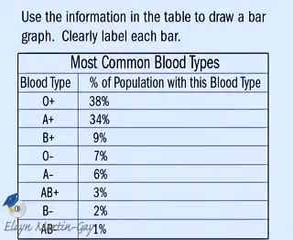Use the information in this table to draw a bar graph. And we want to clearly label each bar. Notice we have 8 blood types given. And then look over the percents. The percents go from 1% to a high of 38%. So keep that in mind as you're setting up your axes for your bar graph.